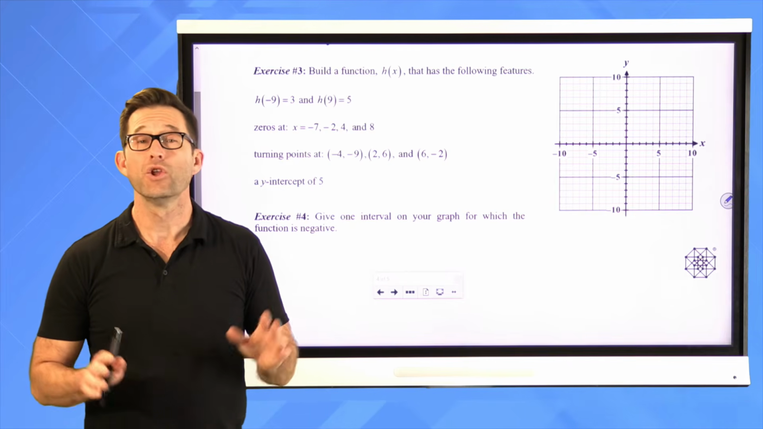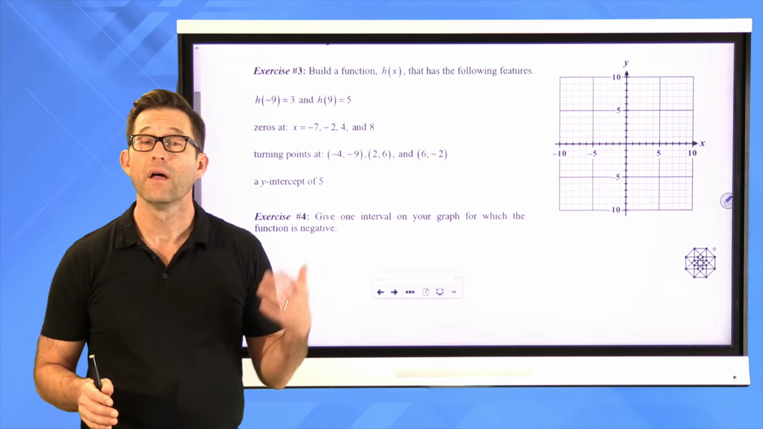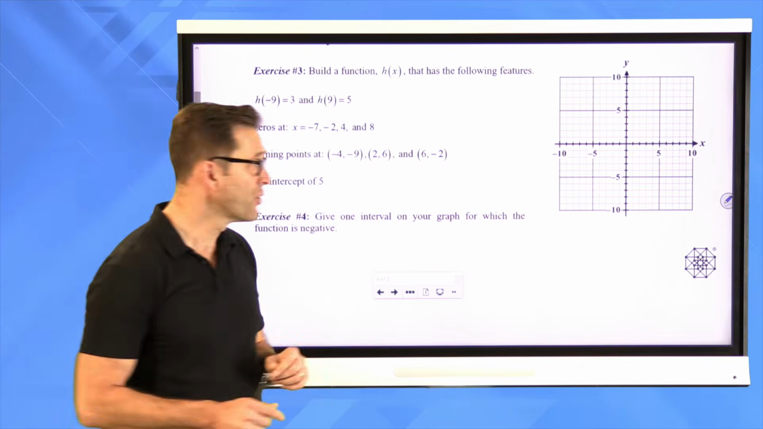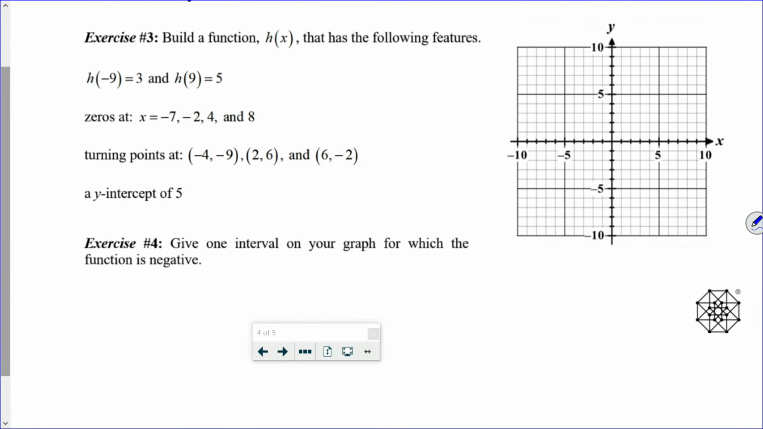Now, your function is not likely to look identical to mine, and that's fine. Let's walk through it. The first piece of information, h of -9 equals 3 and h of 9 is equal to 5, really just tells me two points that lie on the function: (-9, 3) and (9, 5). So I'm just going to plot those. Here's (-9, 3), and here's (9, 5).